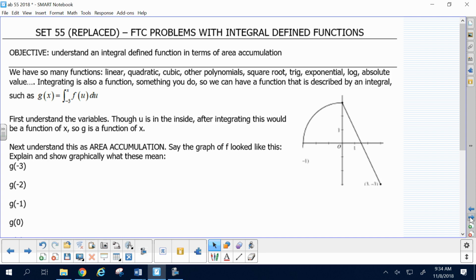And you should understand it on two levels. One is as the antiderivative of whatever the function is. Okay? You should also understand it on a little deeper level, and that is as an area accumulation function. G is an area accumulation function, and it goes a little something like this.